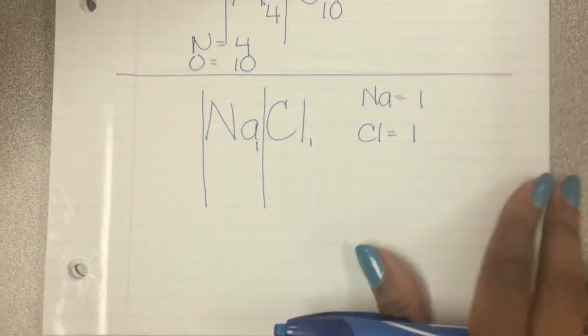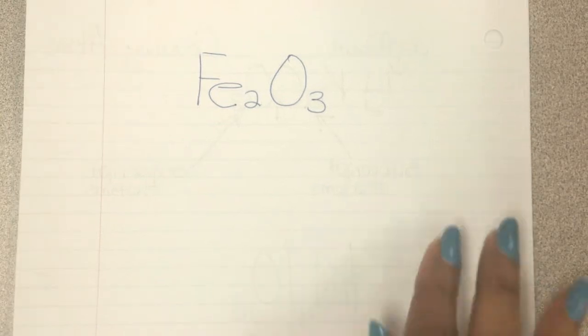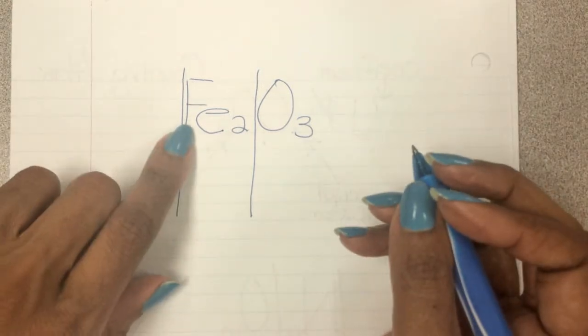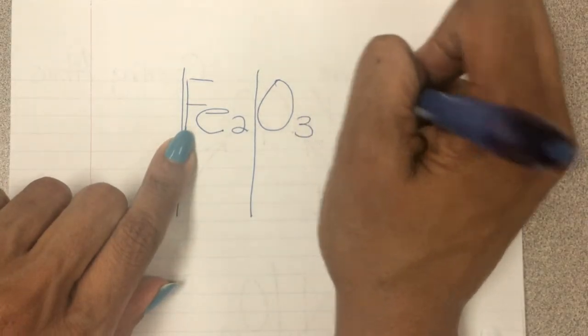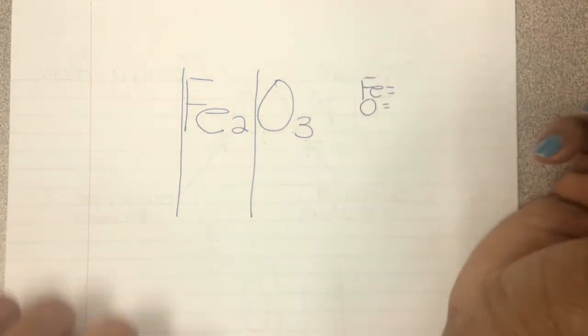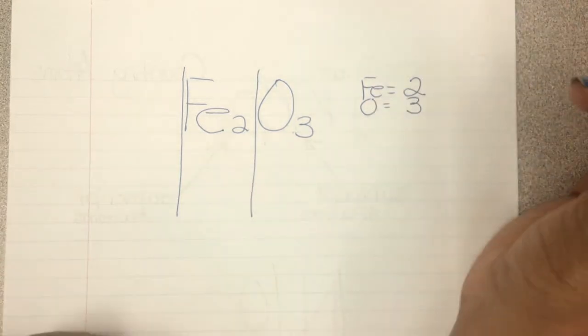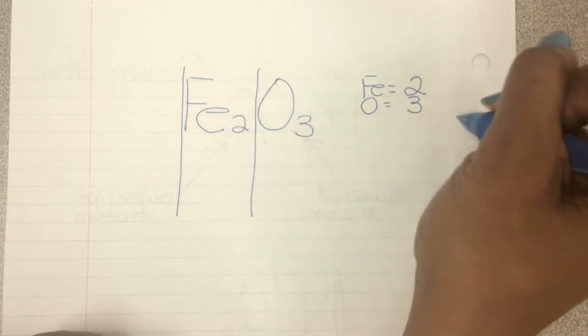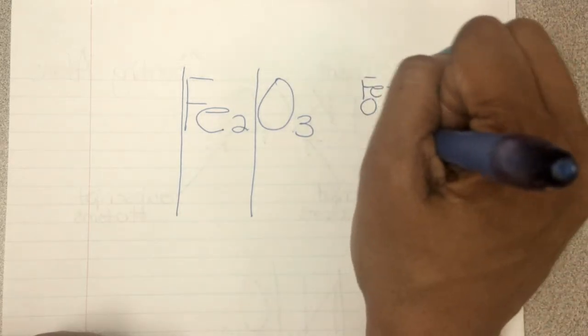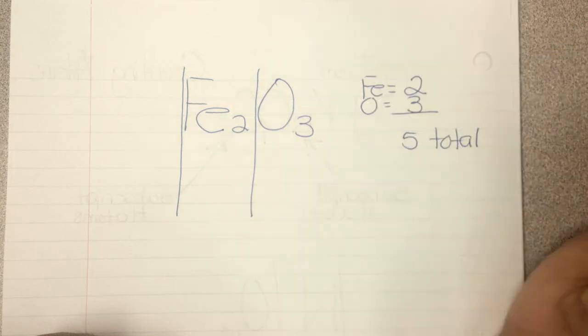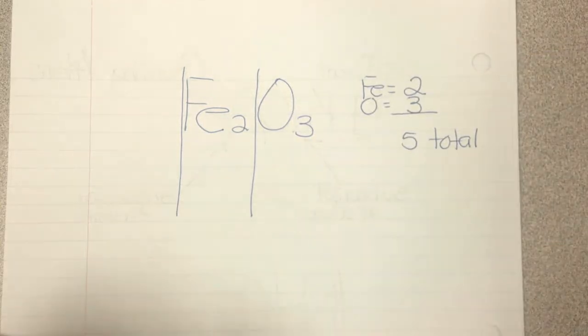Okay, let's try another one. I have this formula, so I draw lines in front of my capital letters. So I have Fe, which is iron, and I have O, which is oxygen. I look at my subscripts. I have 2 atoms of iron, 3 atoms of oxygen. Now I can go a step further. If I want to know the total atoms, you just add it together and you have 5 total. Okay, those are some easy ones.